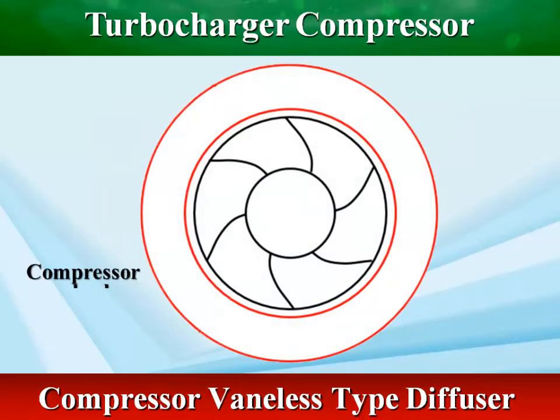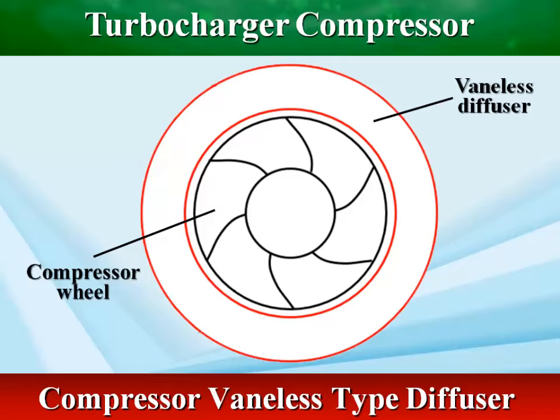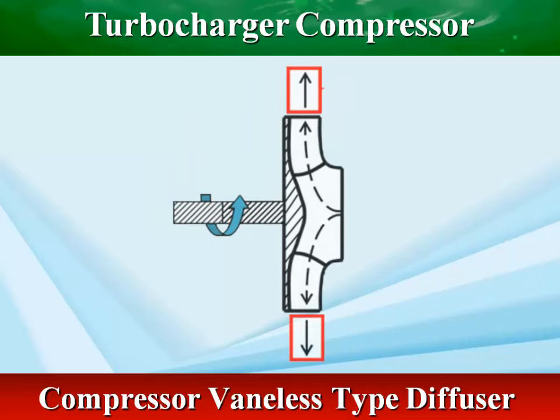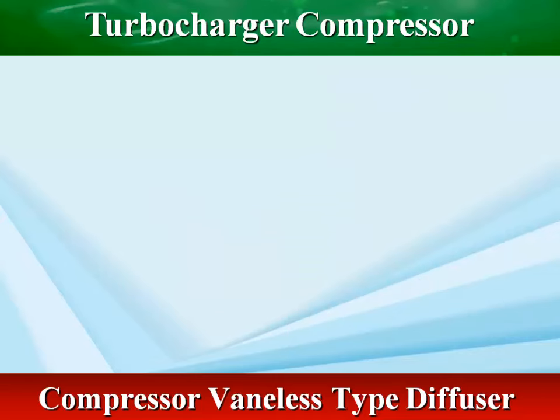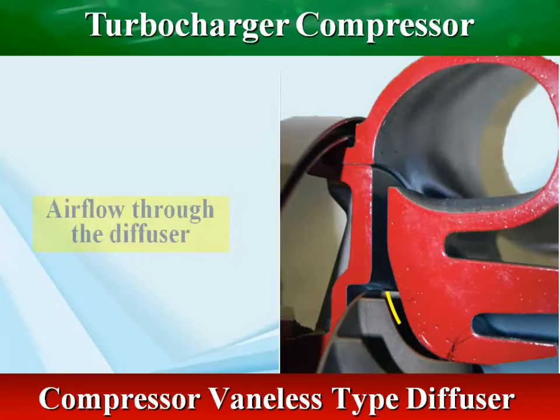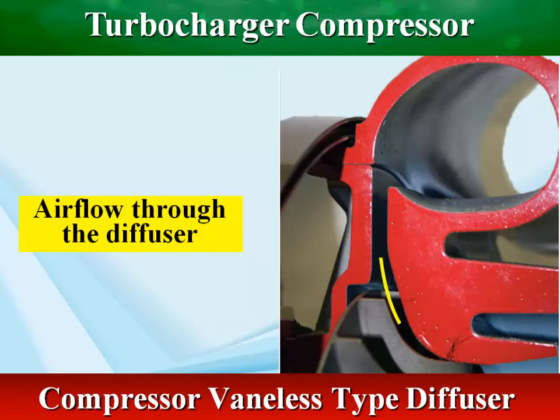Most diffusers used in automotive applications are vaneless. The vaneless diffuser is not an actual component, but rather the optimized path for the air as it leaves the compressor wheel on its way to the compressor housing volute. The vaneless diffuser is formed by the parallel walls between the compressor cover and the bearing housing face, or seal plate, depending on the turbo design.